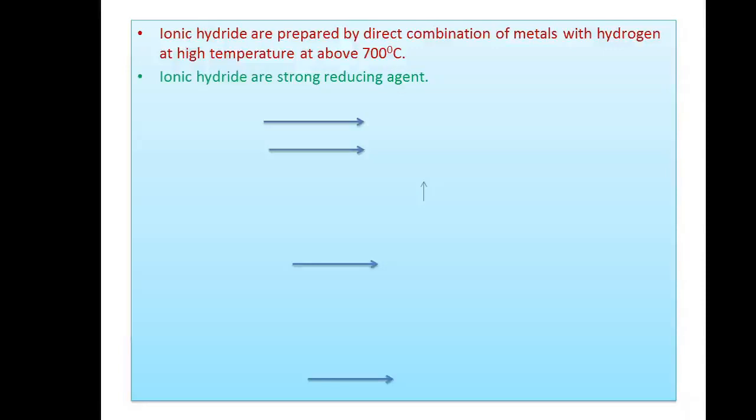The ionic hydrides are strong reducing agents. The reaction is 2CO, that means 2 carbon monoxide, plus NaH. It gives HCOONa. Next reaction is SiCl4 plus 4 moles of NaH. It gives SiH4 plus 4 NaCl.